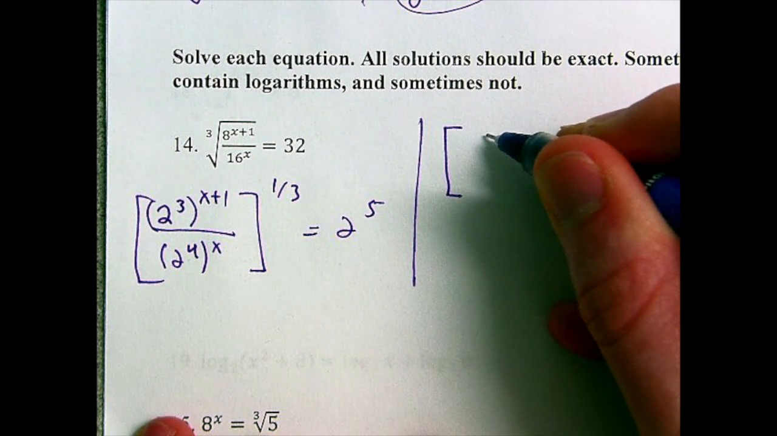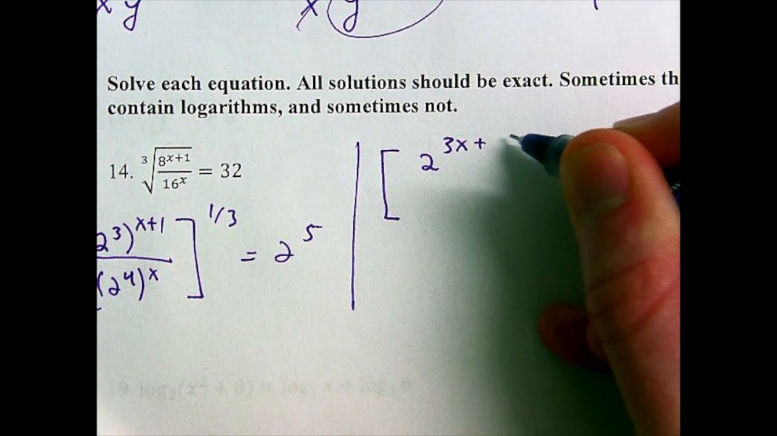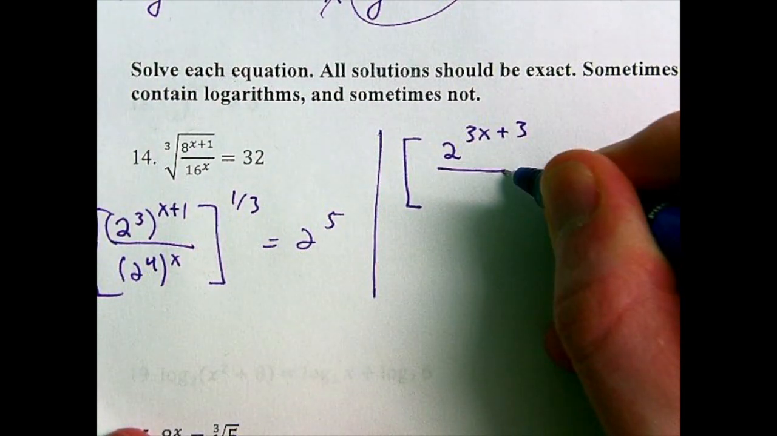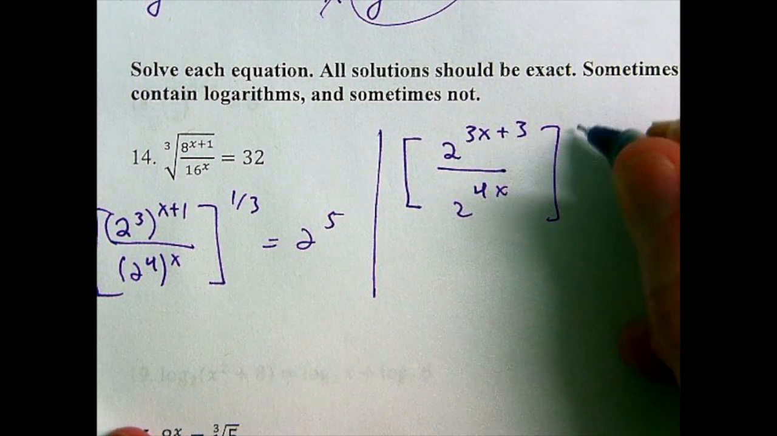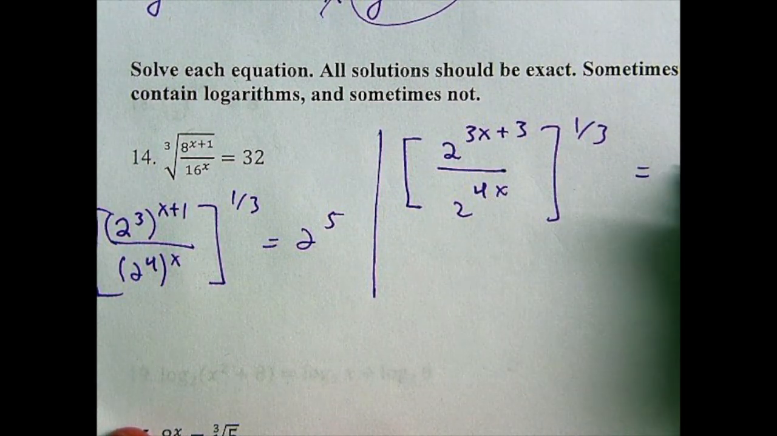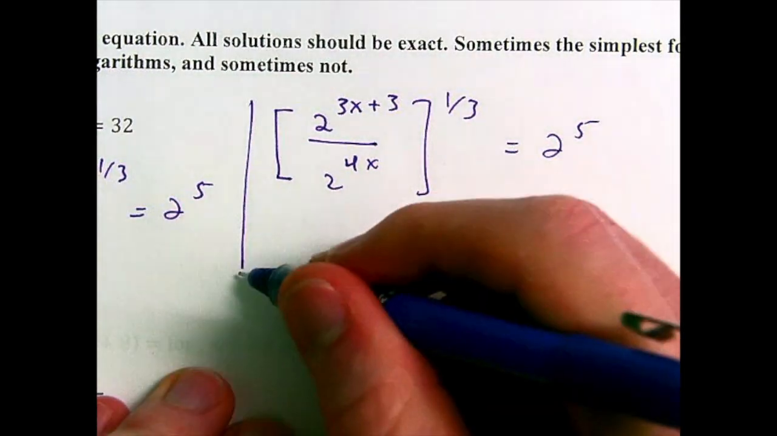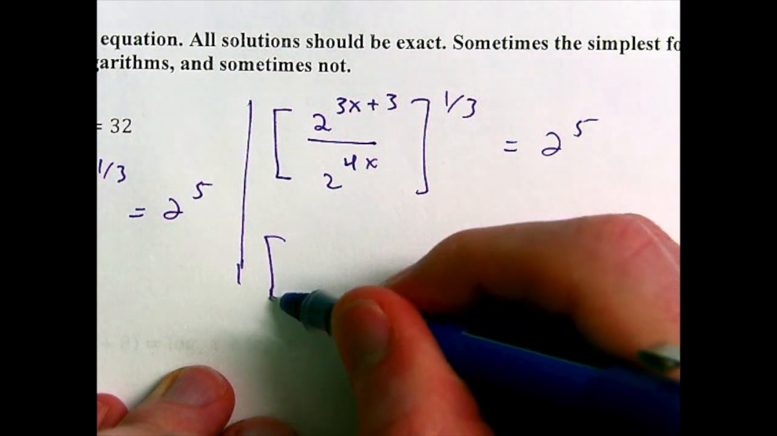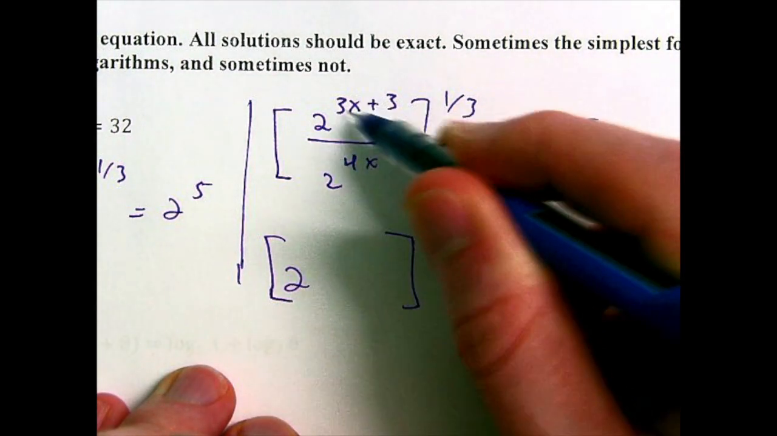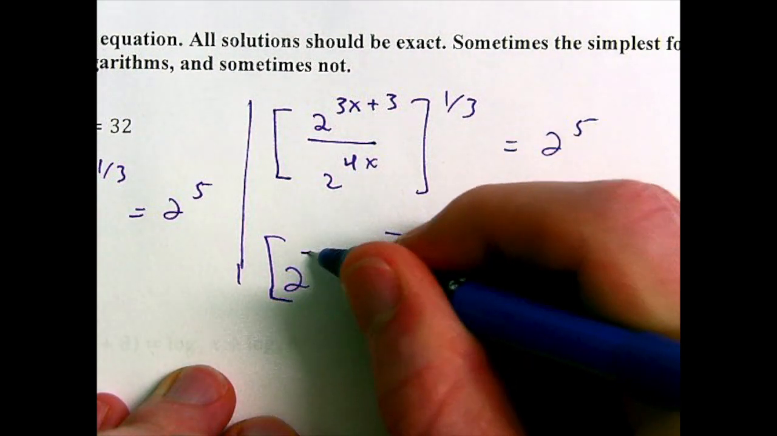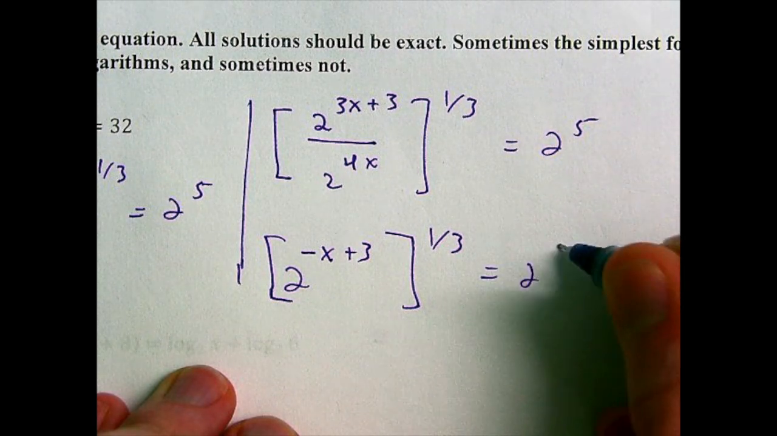That's going to become 2 to the 3x plus 3 over 2 to the 4x, all to the 1/3, is equal to 2 to the 5th. I can simplify this thing in brackets. It's going to be subtraction. It's 2 to the power of this thing minus the 4x. So that's -x plus 3, all raised to the 1/3, is equal to 2 to the 5th.